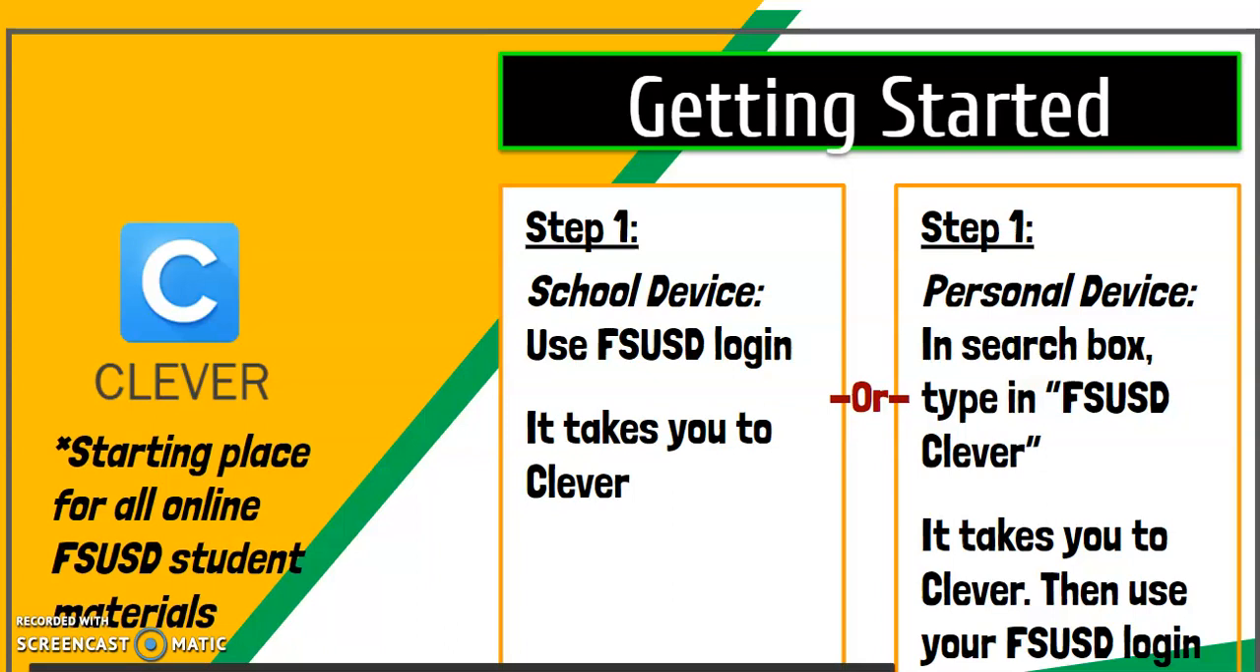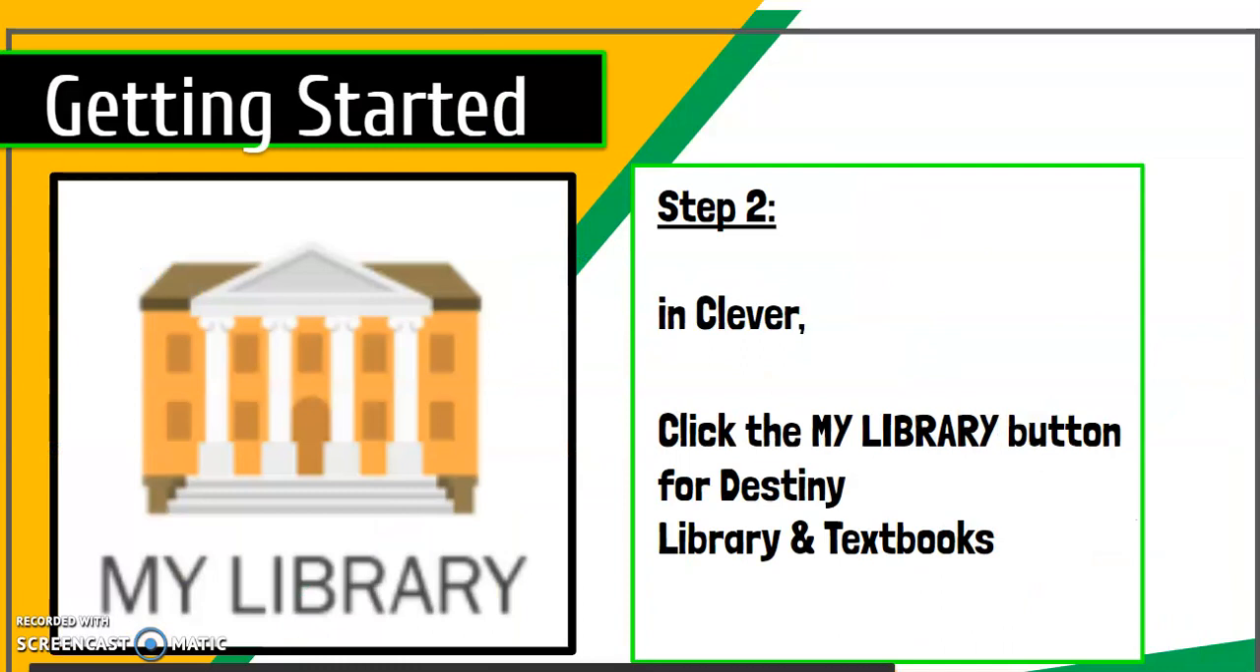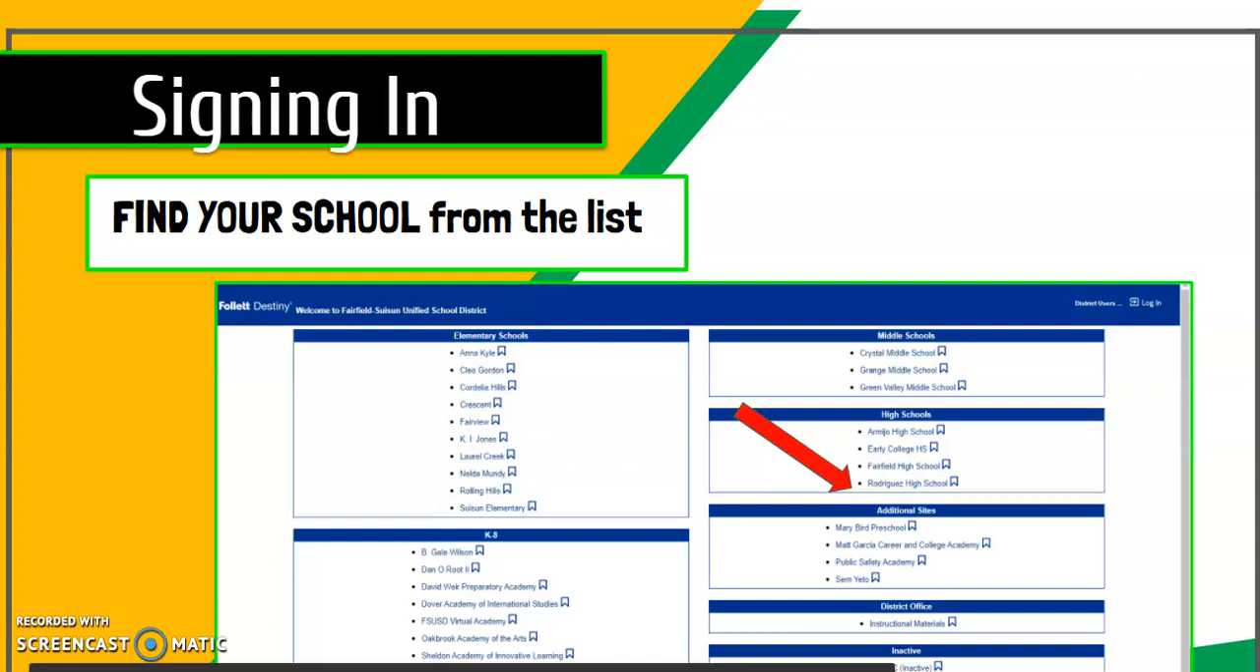So to get started, you're going to log into your school device and it's going to launch Clever. Or if you're on your personal device, you can just simply type in FSUSD Clever and it will then take you to Clever and you can log in. So you're going to locate the My Library icon on the Clever page and click that. That's going to take you to Destiny. You're then going to get a list of all the schools, and you're going to locate your school on the list.